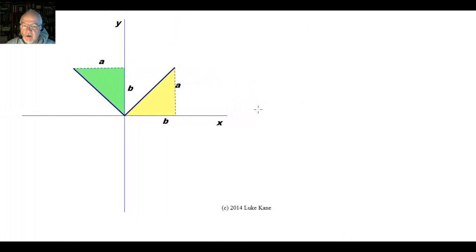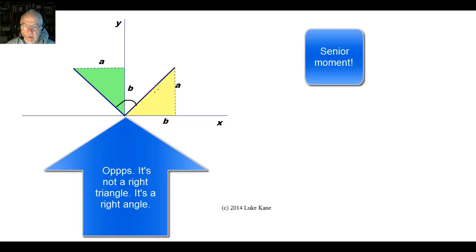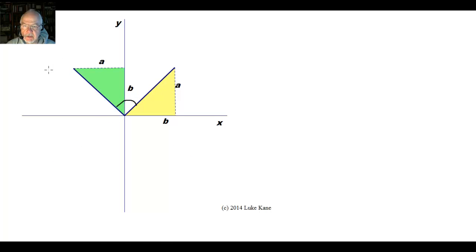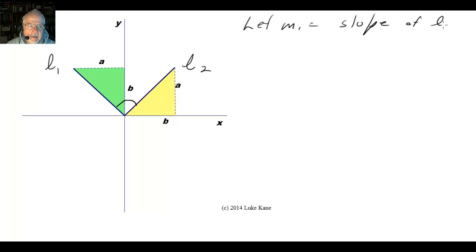So now that we have demonstrated that this is in fact a right triangle, let us see if we can determine the relationship of the slopes of these two lines. So let's start by naming them. Let's call that line 1 as we did before, and let's call that line 2 as we did before, and let's let M1 equal the slope of line 1, and let M2 equal the slope of line 2.